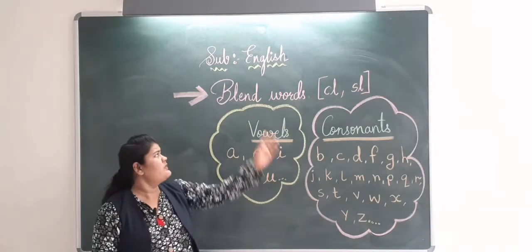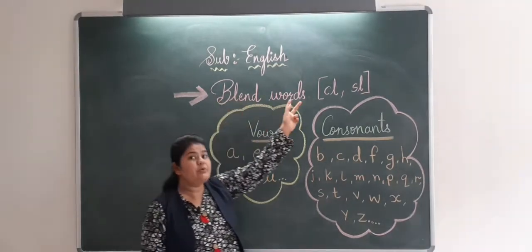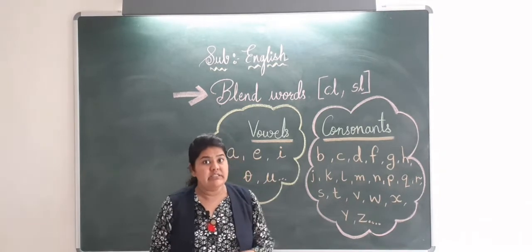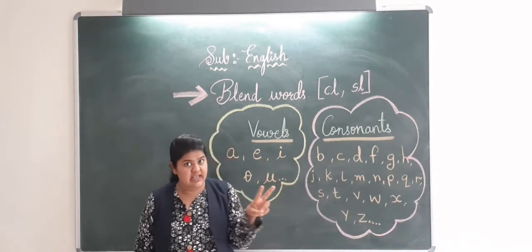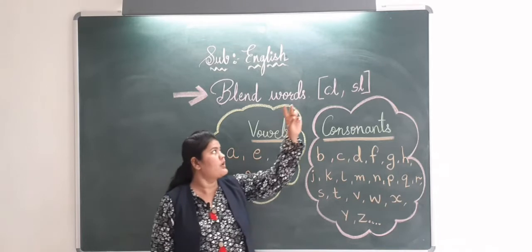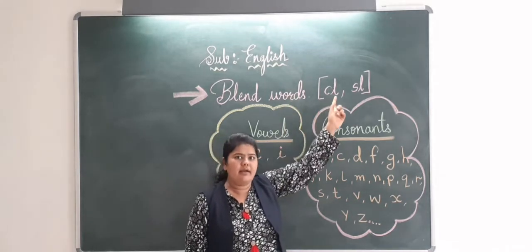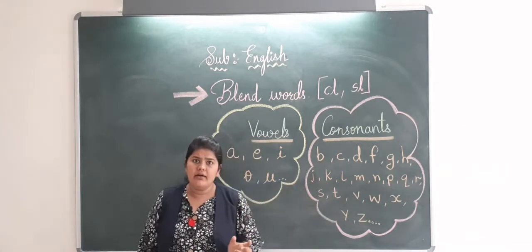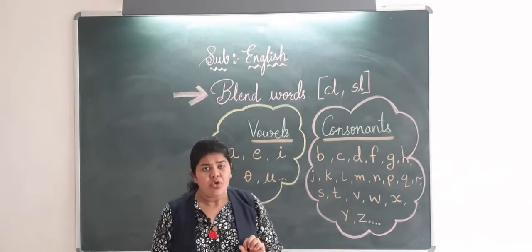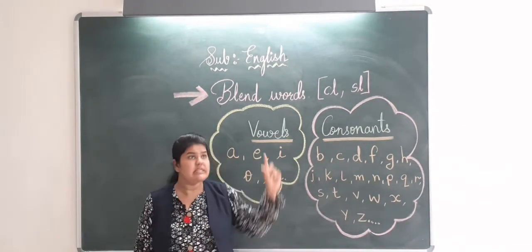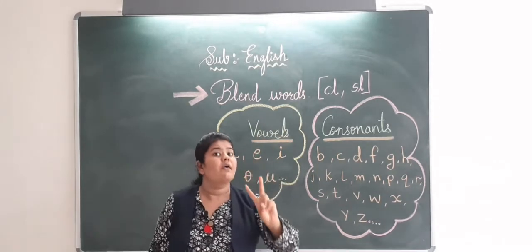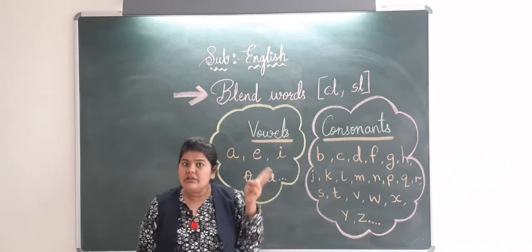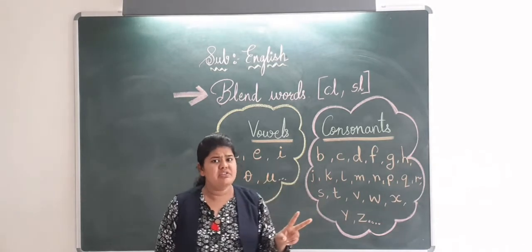Yes, today we are going to do blend words. Two blend words. Which are they? CL, claw, and SL, slow. Do you know? Yes, these both are consonants. CL and SL, these two both are consonants.